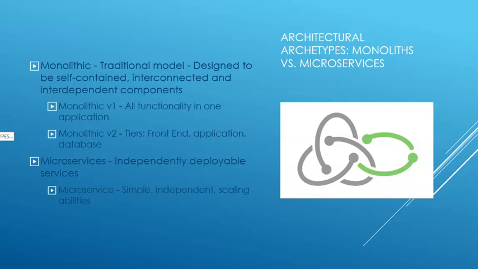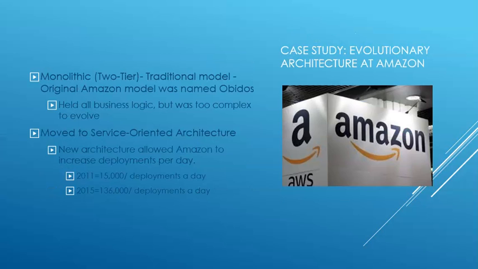So a perfect case study on this is actually Amazon. They started off with a monolithic two-tier traditional model. Obidos was the name of it, and it held all their business logic. But when they went to evolve and to build and make all of their services go faster and have more of a searching capability and all the things that their customers wanted, they realized it had become so complex that it could no longer evolve and get better.